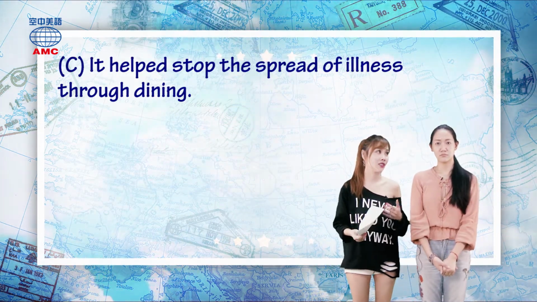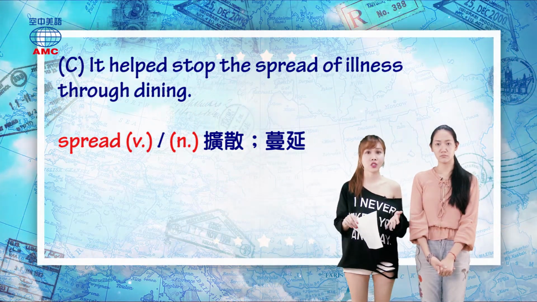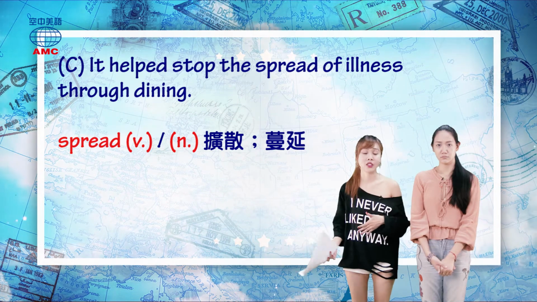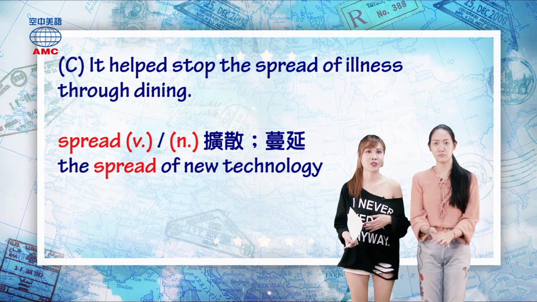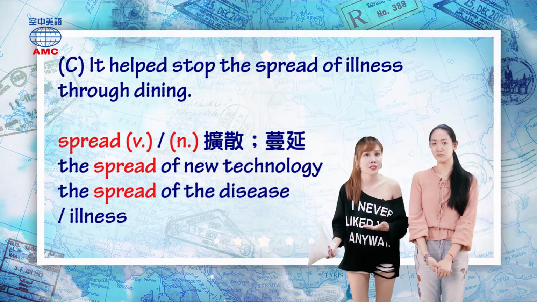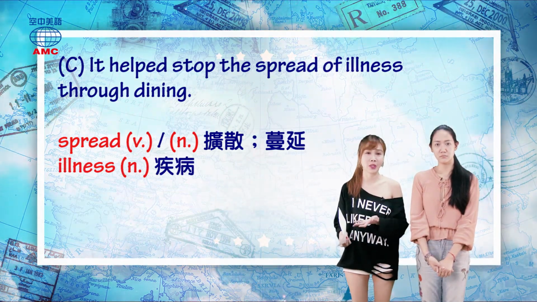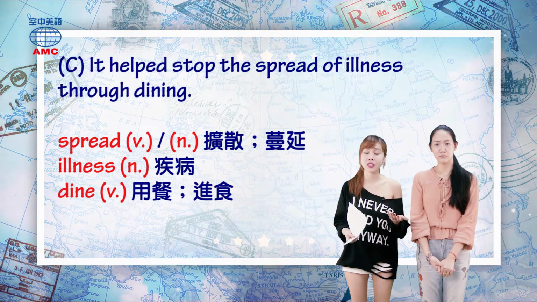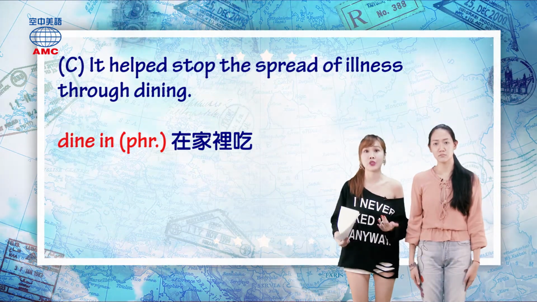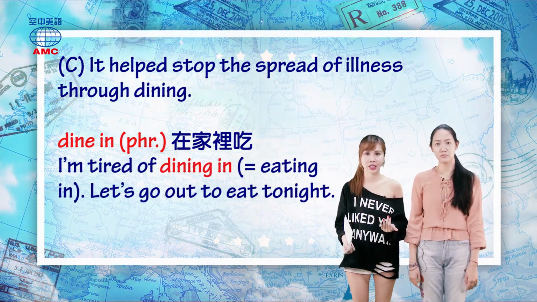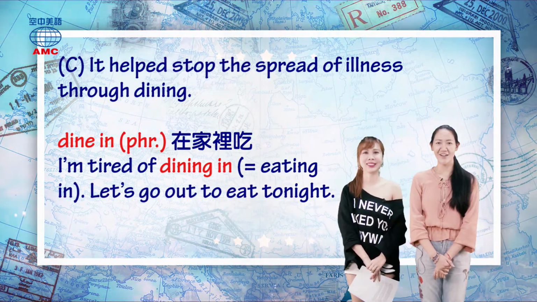那刚刚呢 Rainbow 还解释很多刚刚出现的字哦，像是 spread 就是有蔓延啦，或者甚至它有流行普及的意思，像是 the spread of new technology 就是科技的普及。不过刚刚提到好像是 the spread of the disease or illness，就是一些病毒啦或是疾病蔓延，因为其中的 illness 就是疾病，而 dine 就是用餐进食，所以如果在家里吃，我们可以用 dine in, or to have dinner at home. I'm tired of dining in or eating in. Let's go out to eat tonight. Ooh, okay. Have steak. Oh, nice.